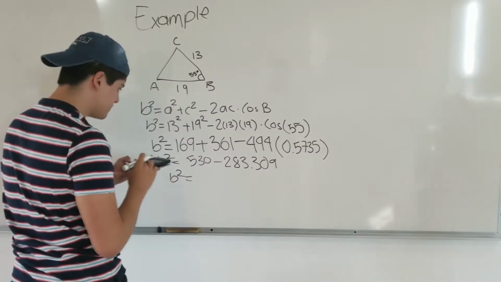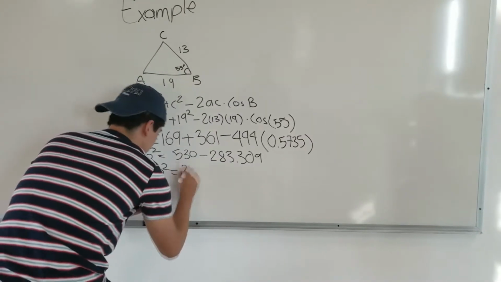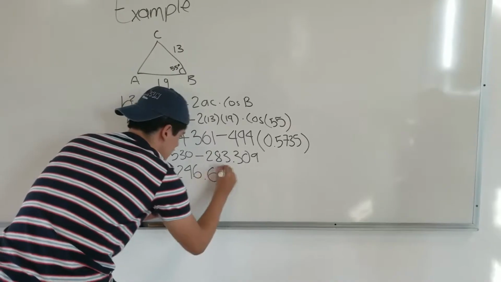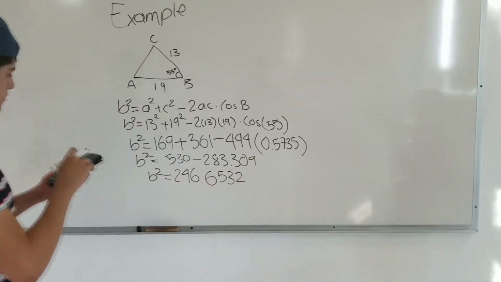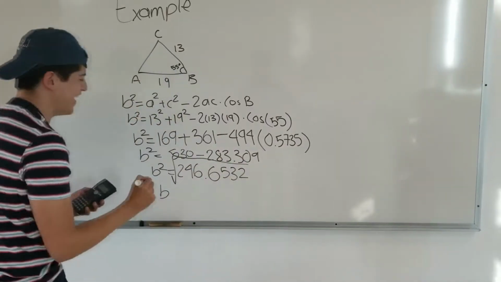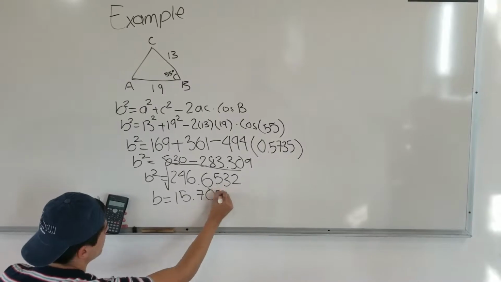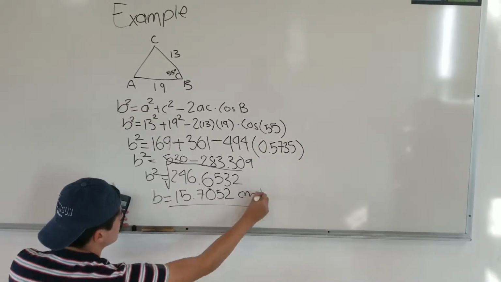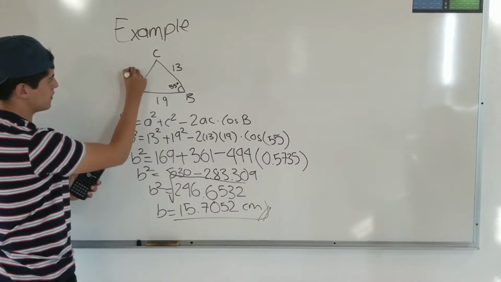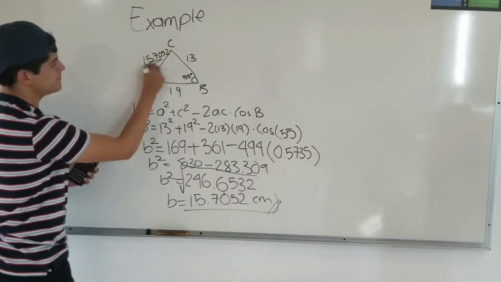283.309. So b squared, doing the minus, would give us 246.6532. So then we would just do the square root of it, which would give us that b is equal to 15.752 centimeters. So then we would just put the number in it, and that's it. That's your answer.